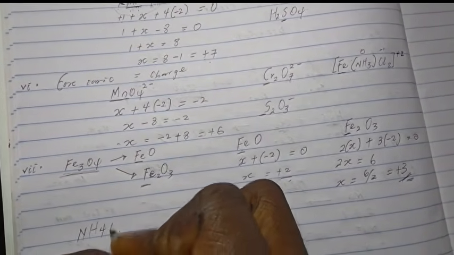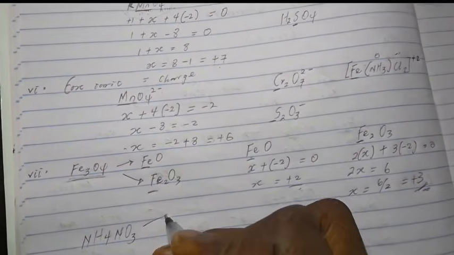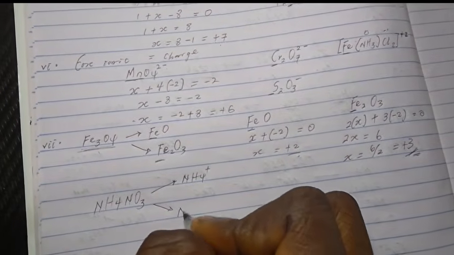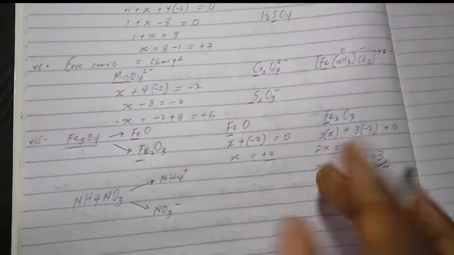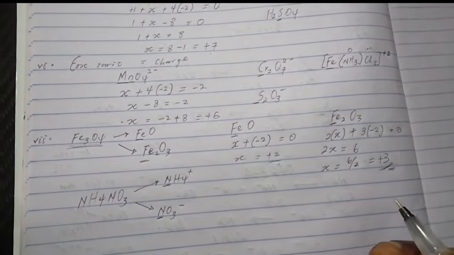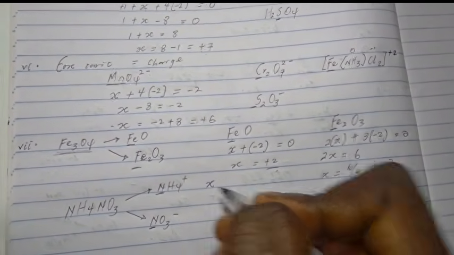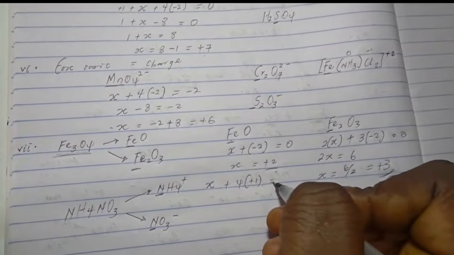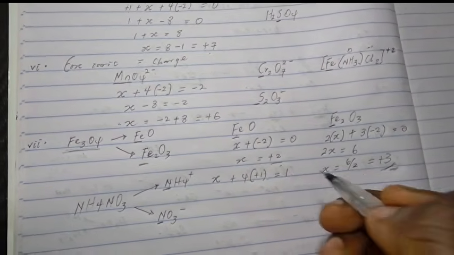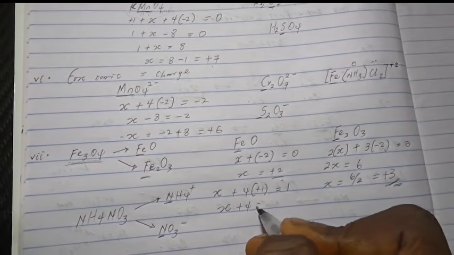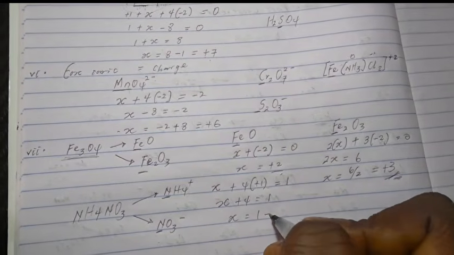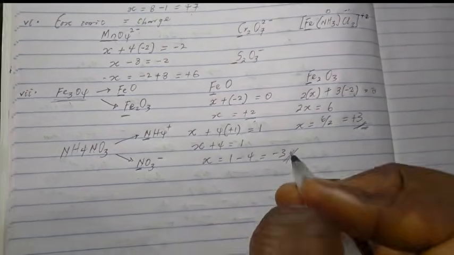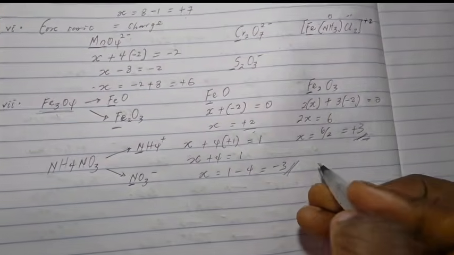This was asked in one of the post-UTME questions: what is the oxidation state of nitrogen here? In this compound, I have the ammonium ion and I also have NO3 minus. So what is the oxidation state of nitrogen in each? If you look at it, this is going to be X plus 4 times, I told you hydrogen is always plus 1, so plus 1, equal to the charge carried, that's plus 1. So X plus 4 is equal to 1, then X is 1 minus 4, and that is minus 3. Do you understand that? So the oxidation state of nitrogen in the ammonium ion is minus 3.